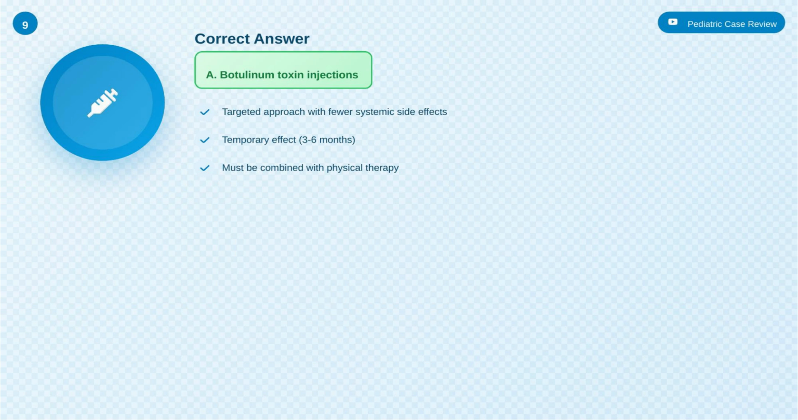They provide a targeted approach with fewer systemic side effects compared to oral medications. The effect is temporary, lasting 3 to 6 months, which requires planning for follow-up injections. For optimal functional outcomes, botulinum toxin must be combined with physical therapy and often orthotic management.